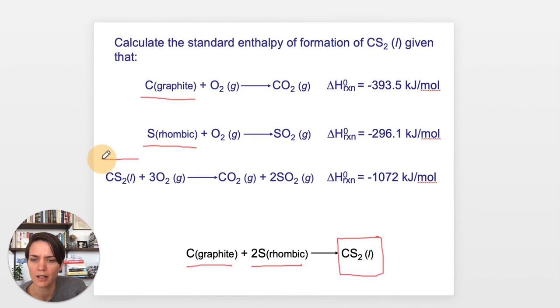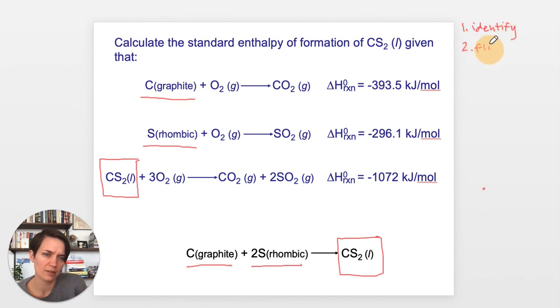So here I have my product in my stepwise reaction. Make sure that you're not missing anything. Sometimes you can have products in multiple places or reactants in multiple places, but it looks like we are good. Then, if I have to flip any of my stepwise reactions, I want to go ahead and do that. So the first thing I do is identify. The next thing I do is flip. Then I will multiply or divide, and then I kind of solve it.